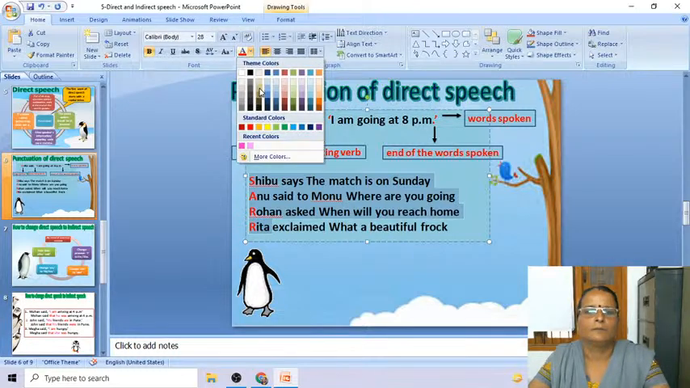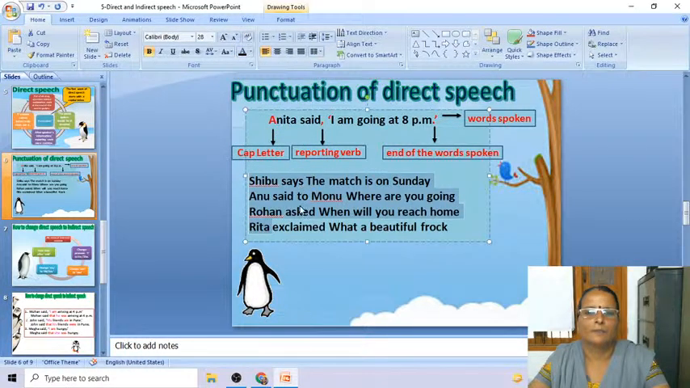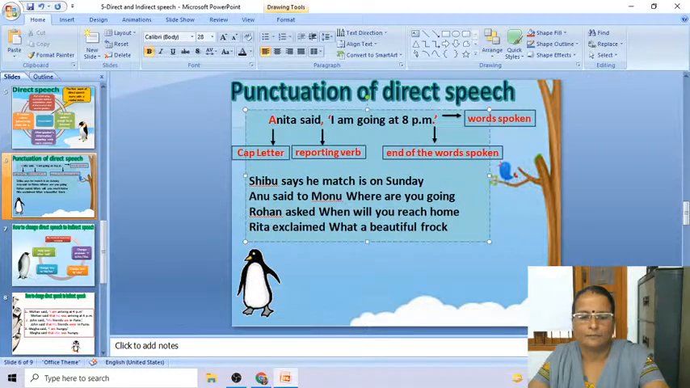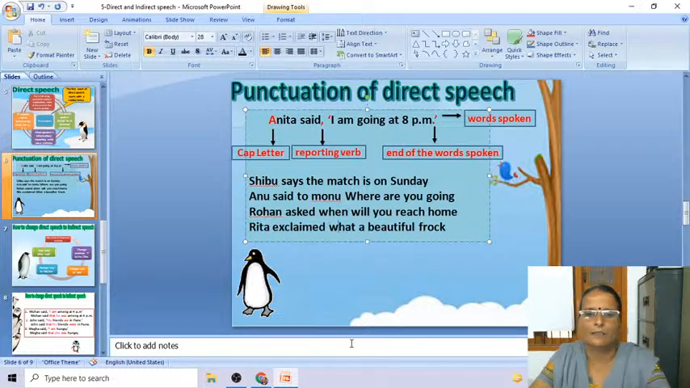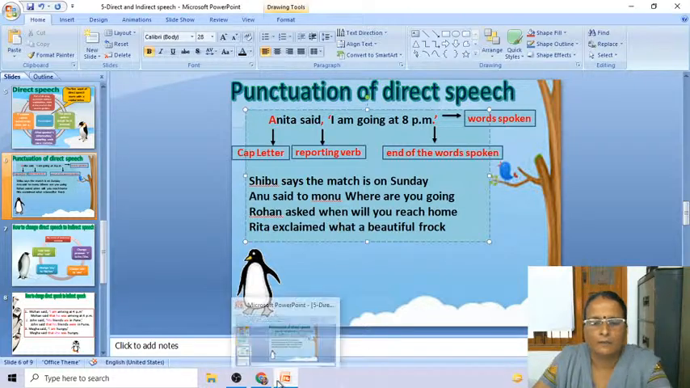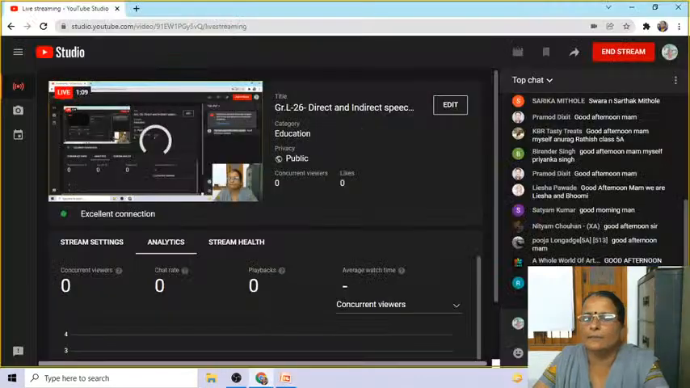So, let me wait for other children also to join. Okay, it's time for us to start the session. I hope others will join slowly, right?